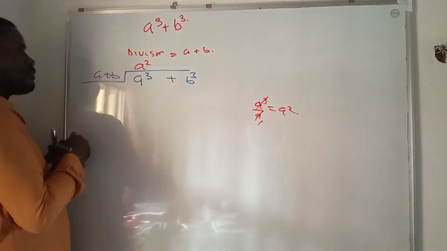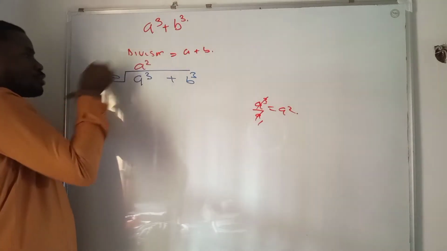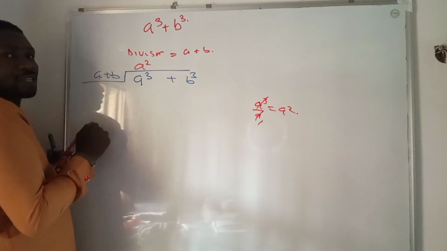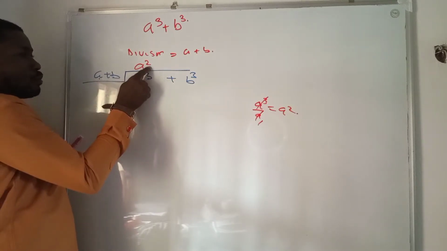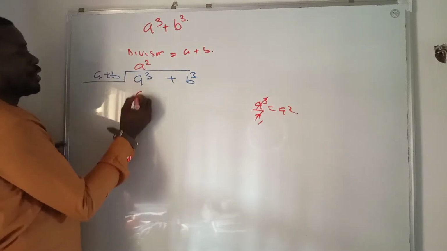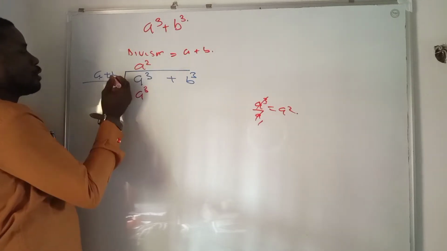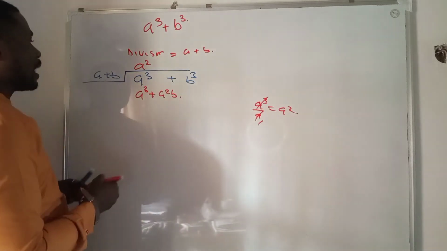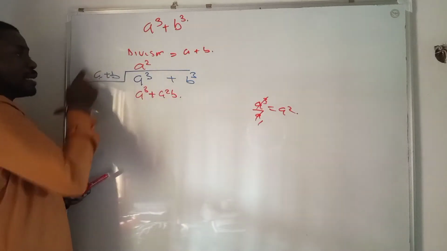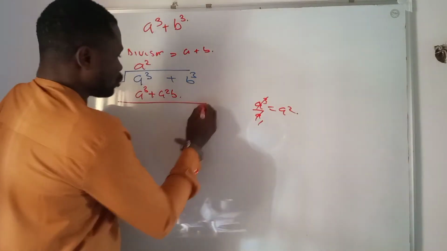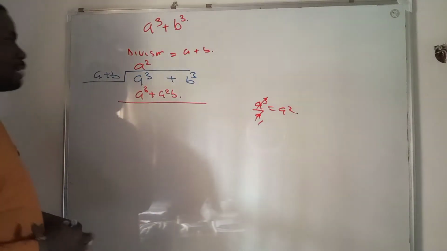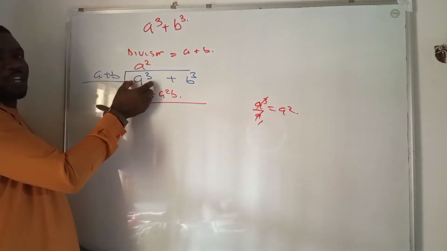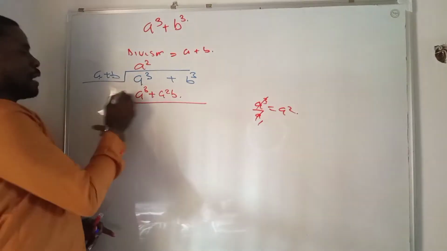The moment you have written that here, you have to use this to multiply the divisor. And so a square will multiply this. That will give you a cube. Now a square will multiply this. That will give you plus a square b. After you have used this to multiply the divisor, the next thing is for you to draw this line. And drawing that line means you have to subtract. You have to subtract because you want to eliminate a cube. And so I will decide to put a minus sign here.